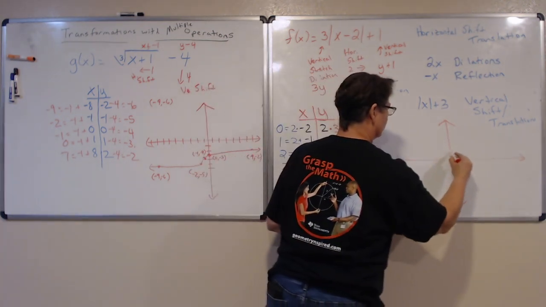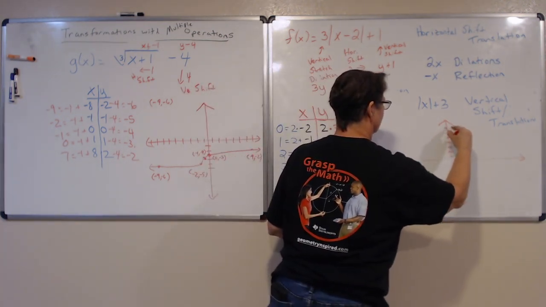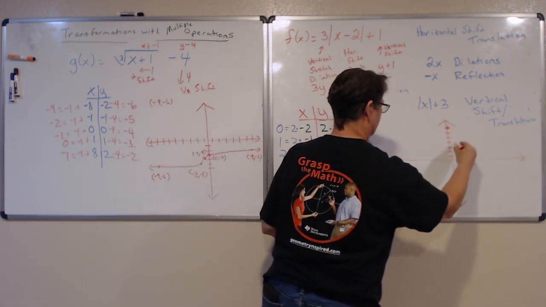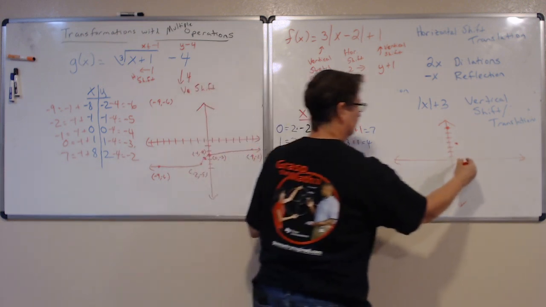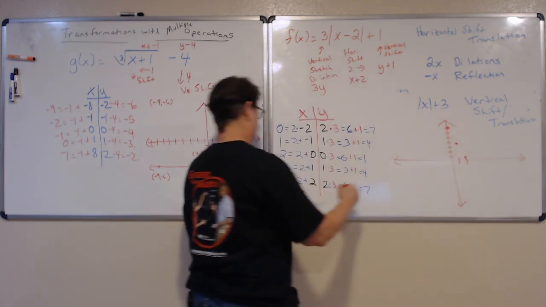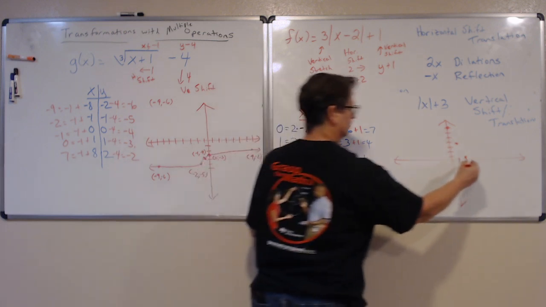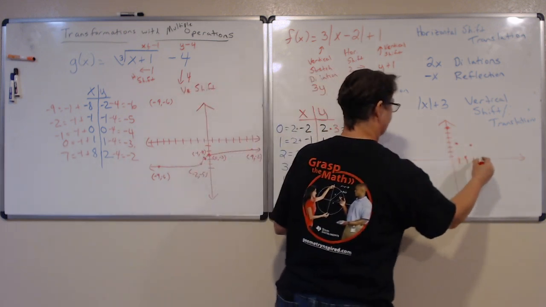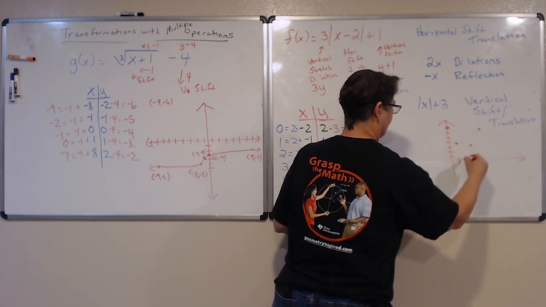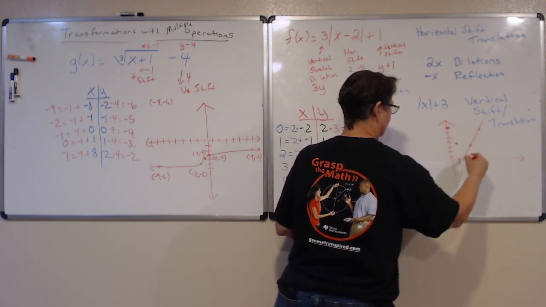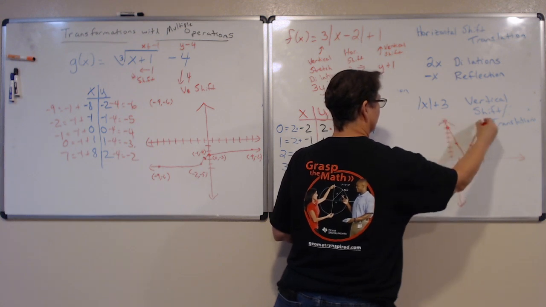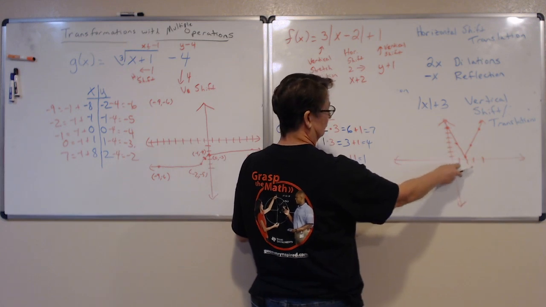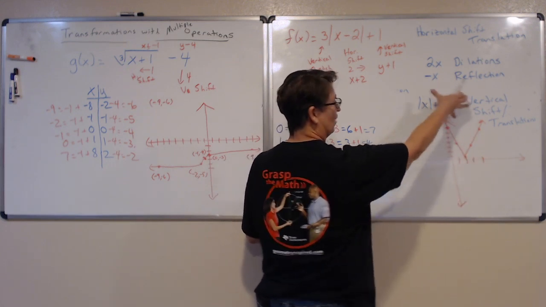0, 7. 1, 2, 3, 4, 5, 6, 7. 1, 4. 2, 1. 3, 4. 4, 7. Sure enough, there's that V. It got shifted to the right 2. It moved it up 1, and it stretched it.